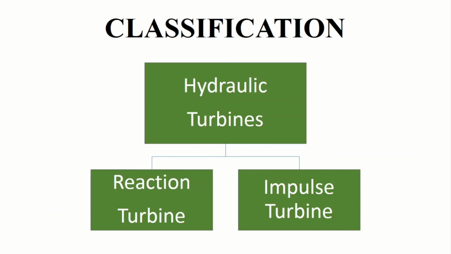Okay, so the classification of hydraulic turbines: there are a lot of classifications regarding hydraulic turbines. According to the principle of operation, they are classified as reaction turbine and impulse turbine. A lot of other classifications are there, but in this class we are not discussing those. We are only discussing the main classification, that is impulse turbine and reaction turbine. First of all, I'll look into what exactly is an impulse turbine.